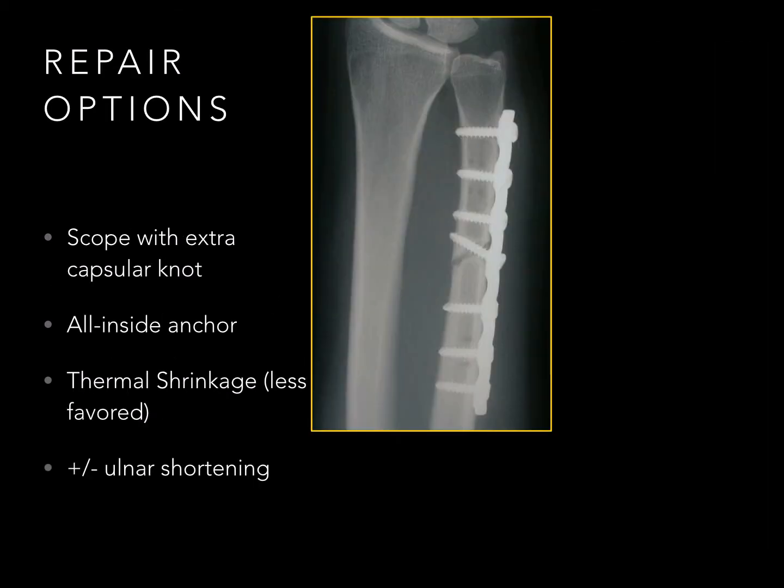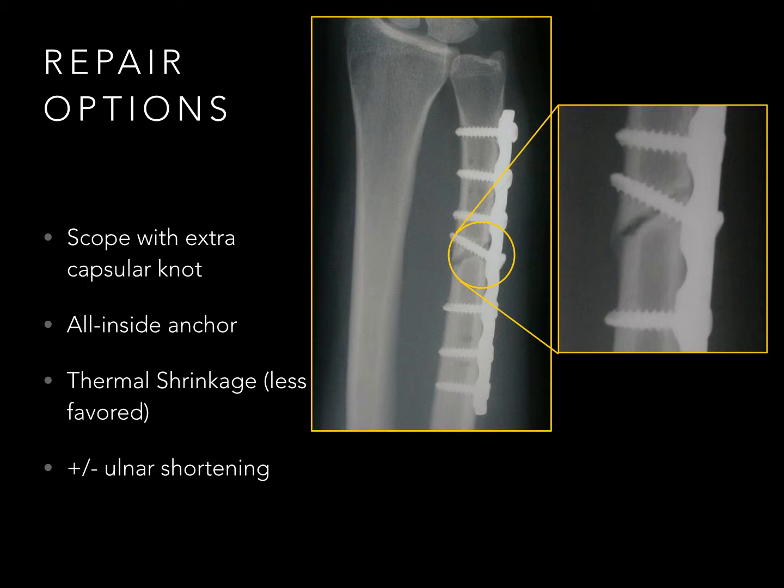So, assuming that you have this constellation of ulnar impaction and TFCC injury, what are your options? You can repair the TFCC through the scope with an extracapsular repair or an all-inside anchor. Thermal shrinkage is starting to fall out of favor, although it's still in the literature and is still technically a board answer. And you can do it plus or minus ulnar shortening. I think that ulnar shortening is really indicated pretty much in any one of these cases that you're going to do. We're all trying to avoid the dreaded non-union and the black line sign.